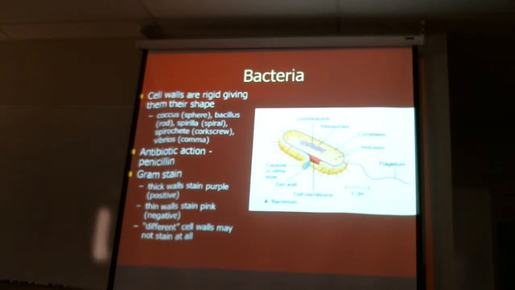Now, all these other ones go into these spiral or curved forms. Spirilla, spirochetes, vibrios are more comma-shaped than spiral-shaped.